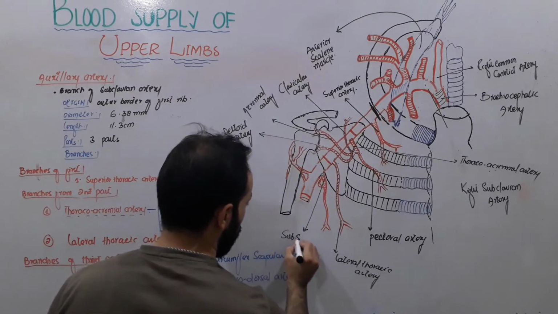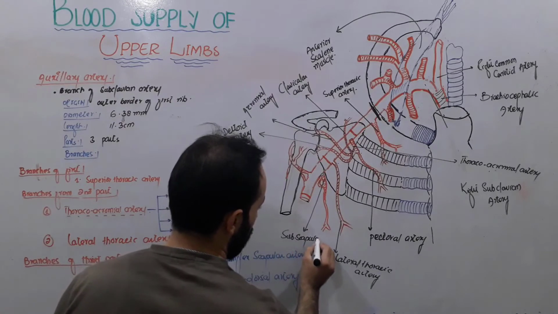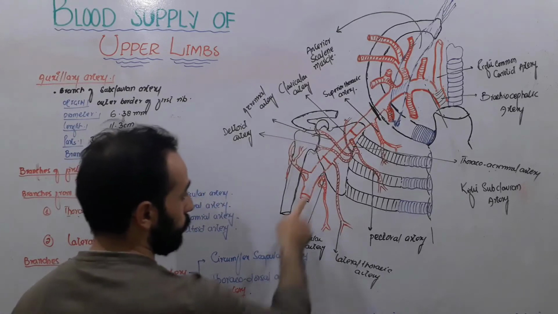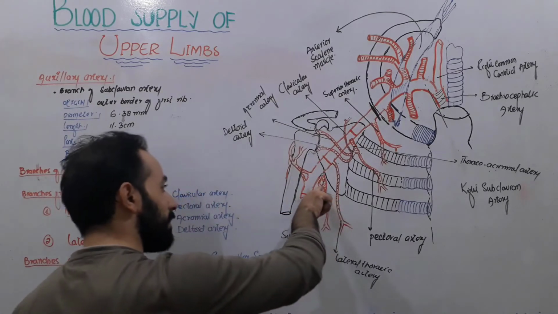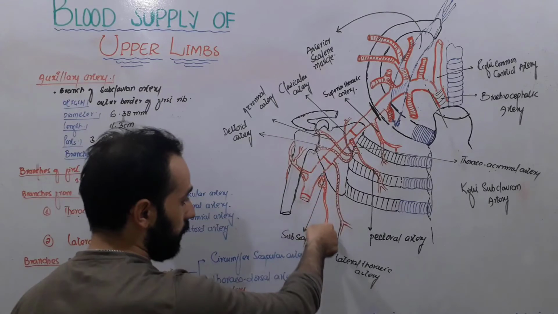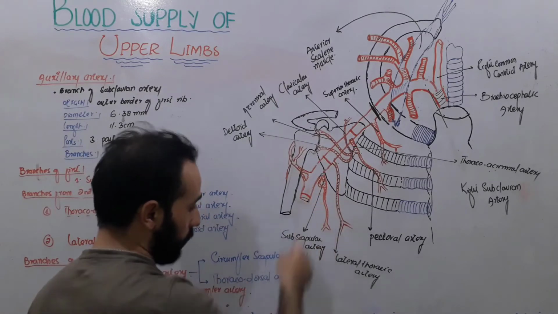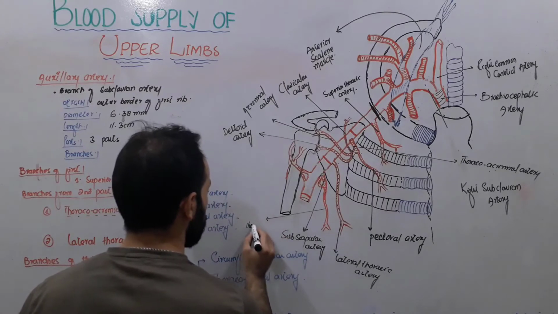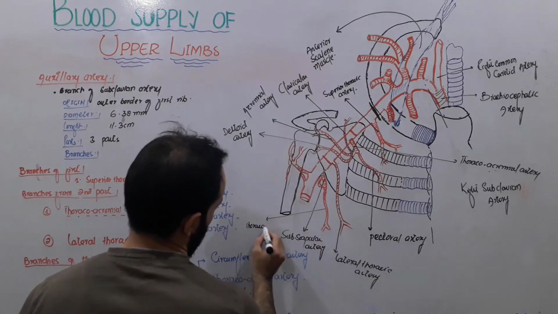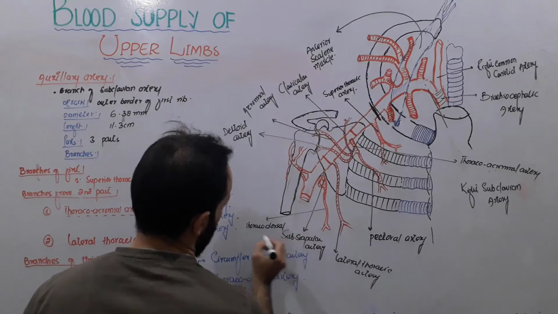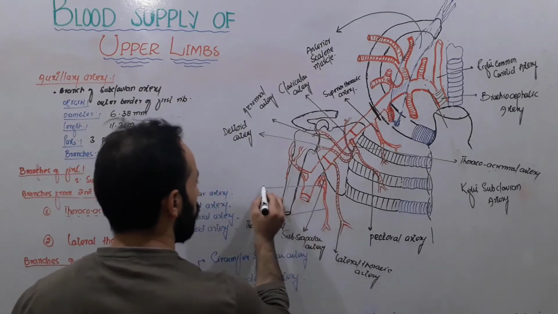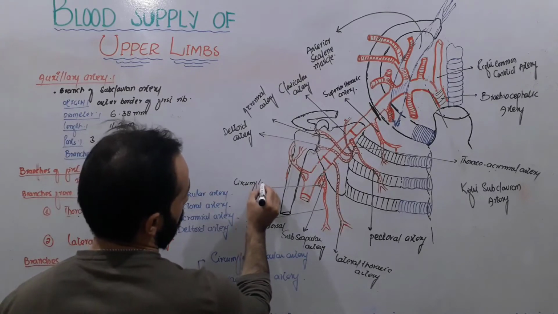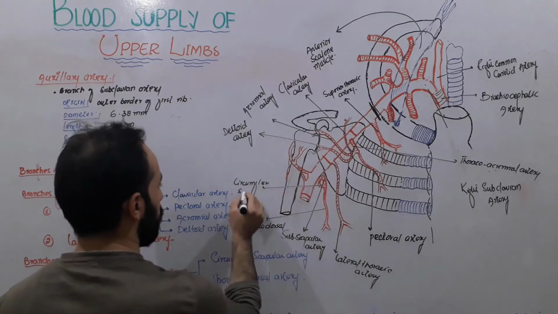This is the subscapular artery, and this subscapular artery, as you know, has two branches, the circumflex scapular and the thoracodorsal artery, right? So this is our thoracodorsal artery, and this is our circumflex scapular artery.